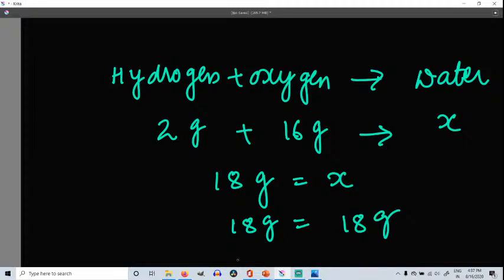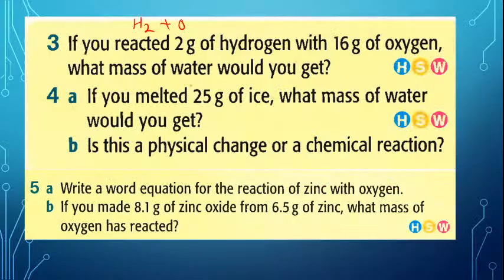So let's go to the next question. They are saying if you melted 25 gram of ice, what mass of water would you get? Obviously, if you are melting 25 gram of ice, we are changing ice to water, and the conversion of ice to water is a physical change, because there is no change in the chemical composition. I have explained this earlier. If there is no change in the chemical composition, it means physical change. If there is a change in the chemical composition, obviously it is a chemical change.